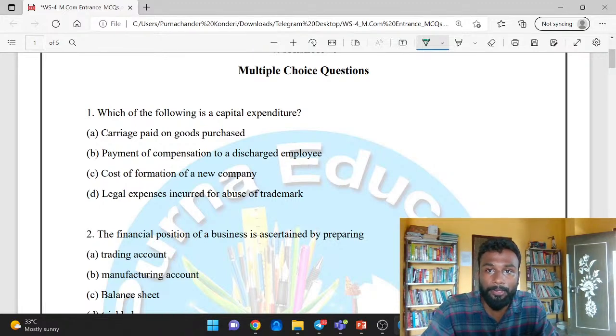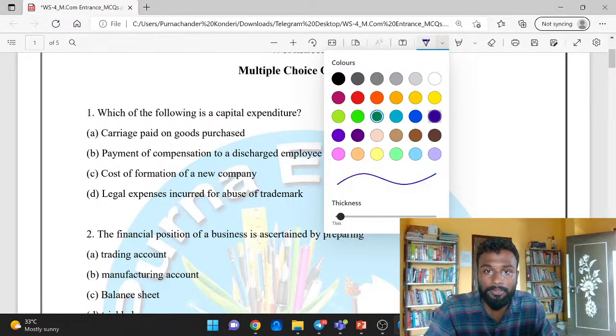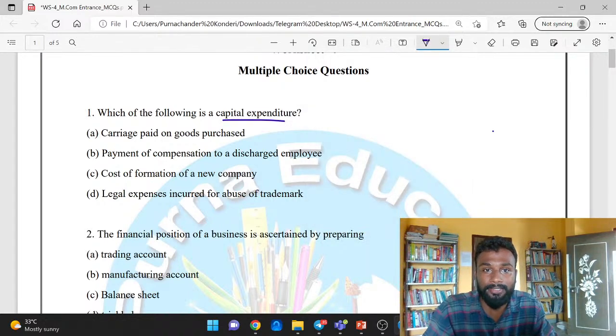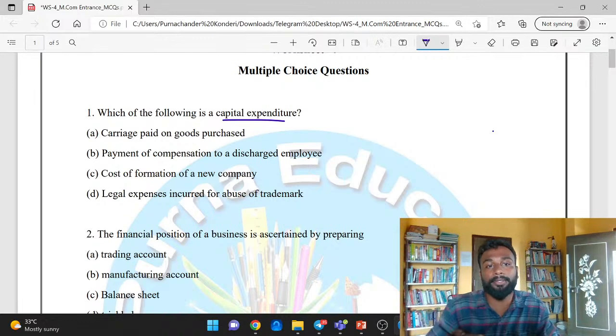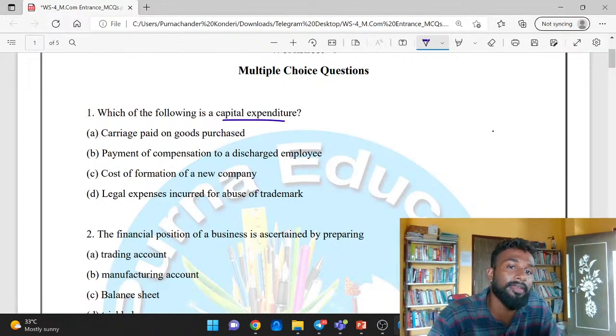Our question is asking which of the four options given below is a capital expenditure. It is clearly asking which of the following options belongs to capital expenditure. So look, all the four options are being given from the expenditure fraternity. A group of expenditures has been given in the options. Kindly recognize the capital expenditure.